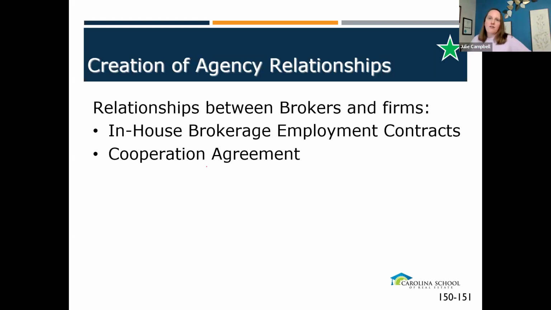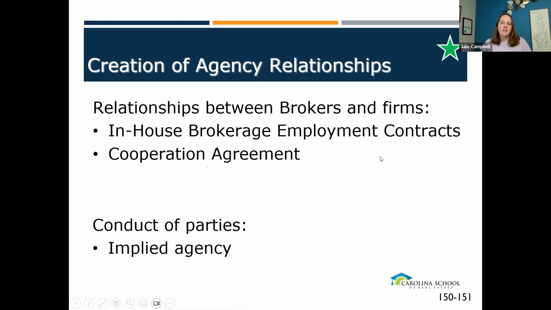So I get a buyer that wants to see 123 Main Street. First thing I'm going to do is go into MLS, make sure it's available, get that information. But I'm also going to look and see how much the listing firm is willing to cooperate with me. How much are they willing to pay me for bringing them this ready, willing, and able buyer? And that's our cooperation agreement between different firms. Again, more on all that coming in Unit 8.